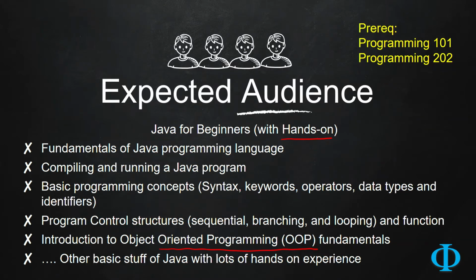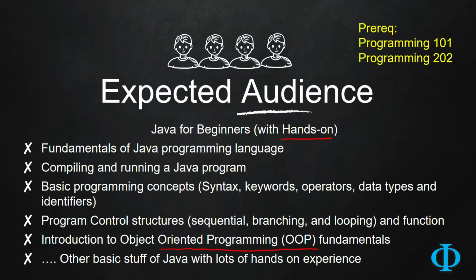Now, since Java is a fully object-oriented language, we will use all the object-oriented syntax required to write a Java program. But as I said, we will not go into the deeper concepts of object-oriented programming.